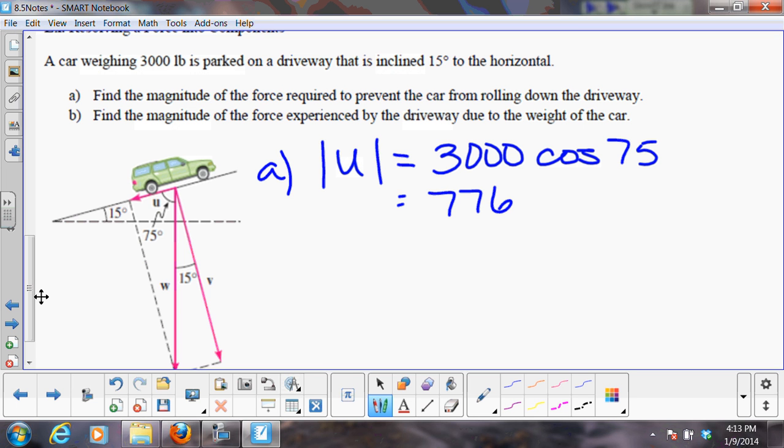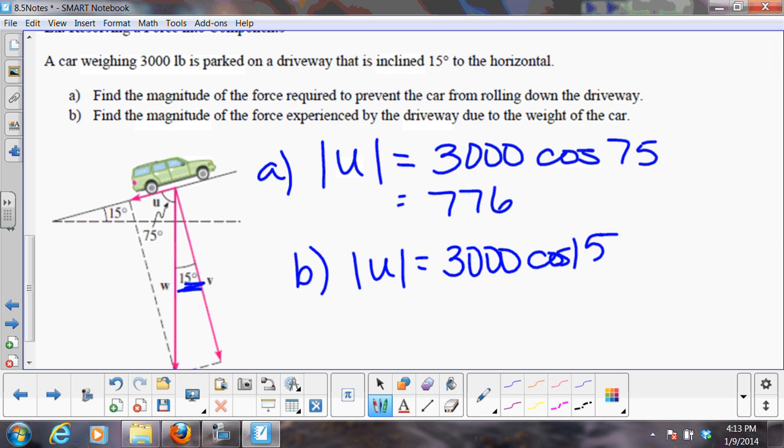And then they want to find the magnitude of the force experienced by the driveway due to the weight of the car. Well, the actual incline is 15. See that where this is 15 right here? So here, the magnitude of u, 3,000 cosine 15, ends up being 2,898.